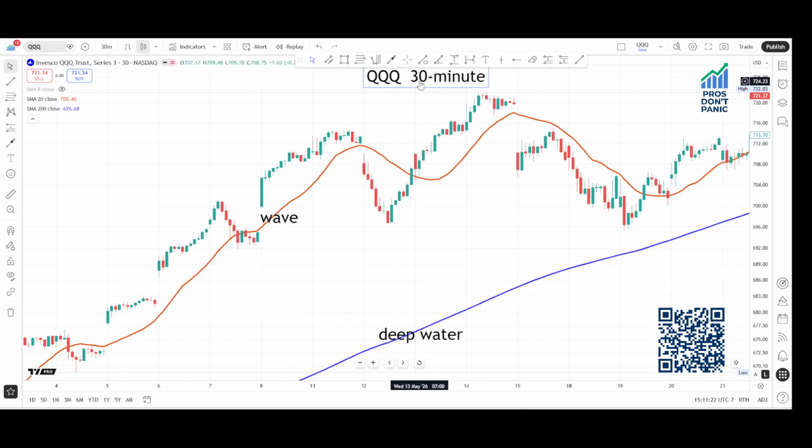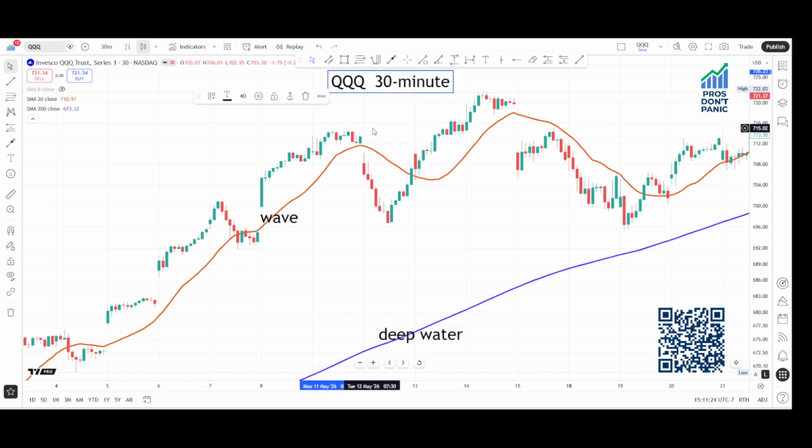All right, traders. So this is the QQQ on the 30-minute chart, and we're going to be trend surfing up this trend wave, which is the 20-period moving average. And then we're going to hit the beach, and we're going to have to figure out what to do. So this is going to be how to handle the Riptide coming back to the deep water.